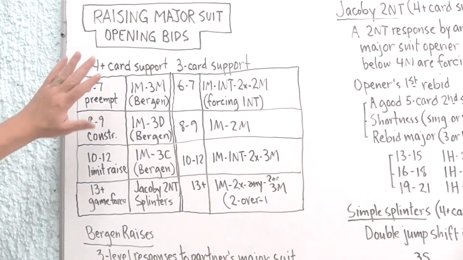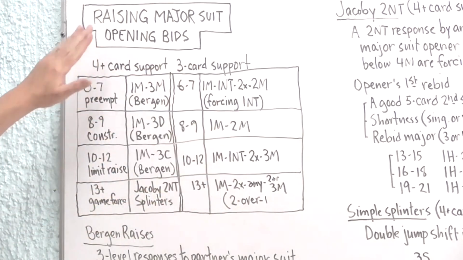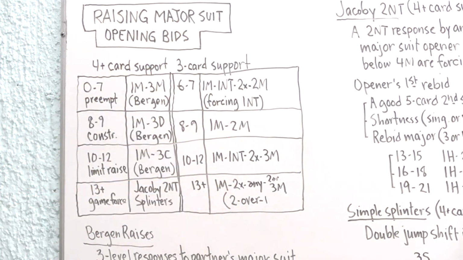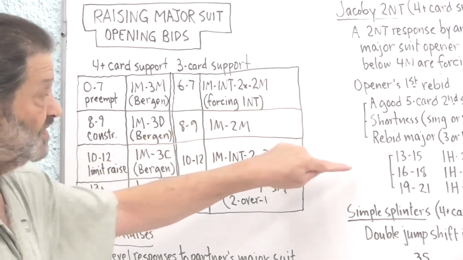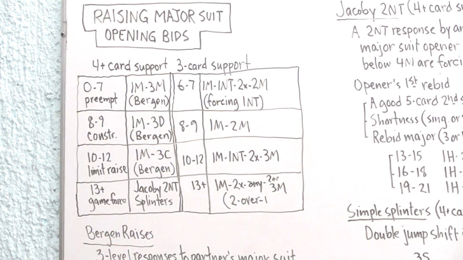So this chart, which has like 8 bids in it, 4 for 4-card support or more, and 4 for 3-card support, has 8 bids. If we had done this, say, in 1975, it would just be 1 column with 3 spaces, instead of 8. So we have many more tools at our disposal for showing the quality of our hand, the strength and the amount of support we have for partner's major suit.